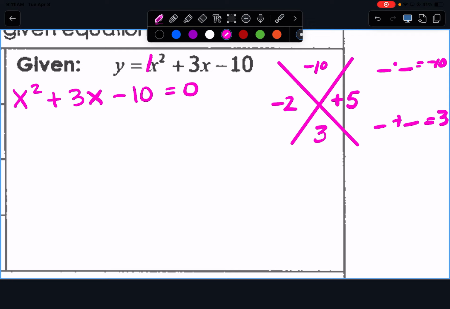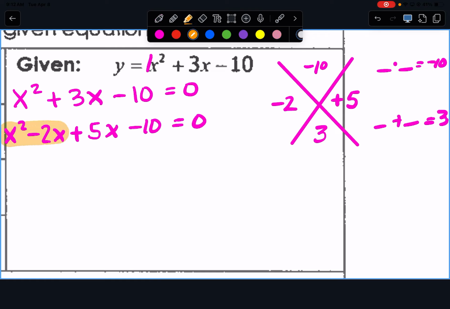So we're going to rewrite it as x squared minus 2x plus 5x minus 10 is equal to 0. And then we're going to group. If I group the first two terms, what is our GCF? And what will be left inside the parentheses? X minus 2. Perfect. Now for the second half, what is our GCF?